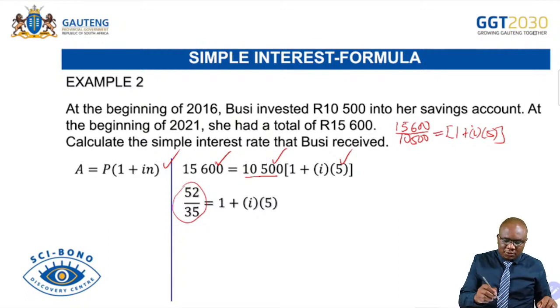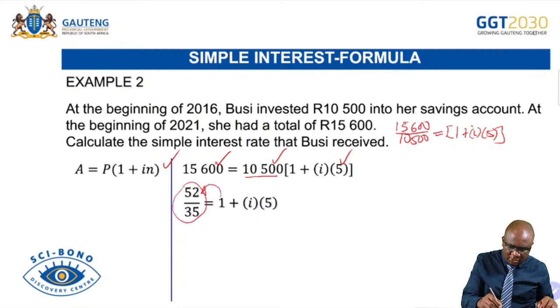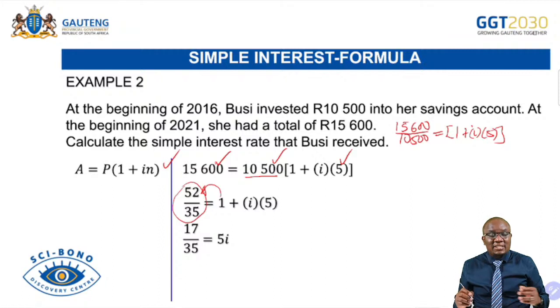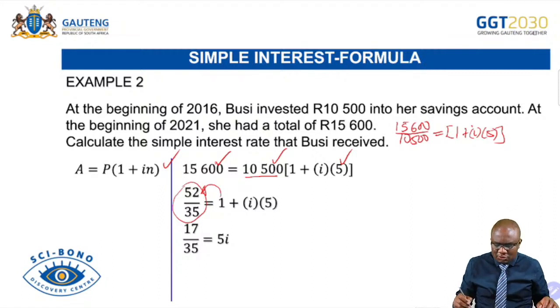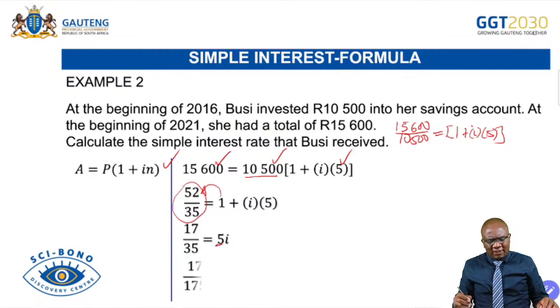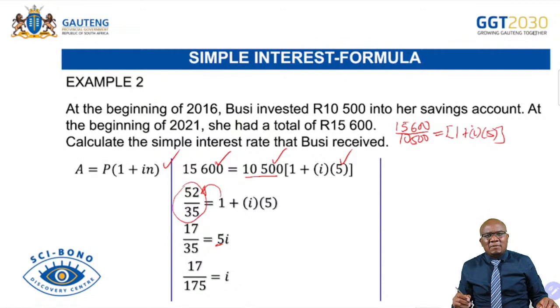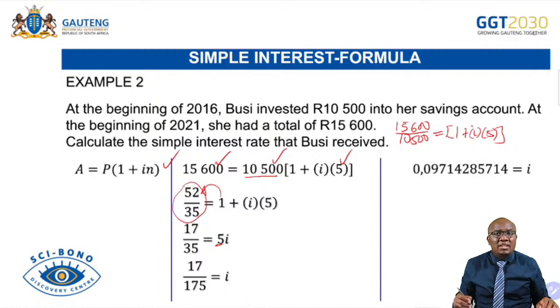Right, and then what do we do? Transpose. So it's going to be 52 divided by 35 minus 1. What do you get? 17 over 35. Still, I write it as a fraction. But if I want to write it as a decimal, I do not round off. And then what do we do? Divide both sides by 5 because we want to get i. And then what do you get? We get that. Now you can write it as a decimal. Which is this. Do we leave it like this?